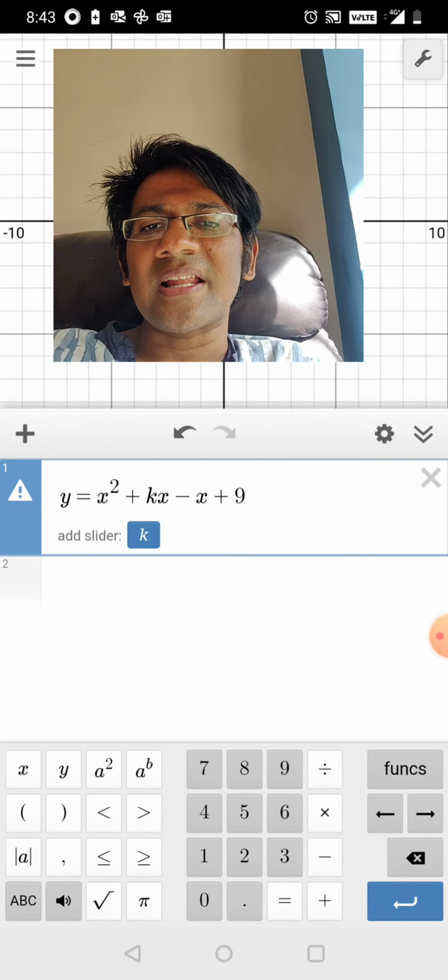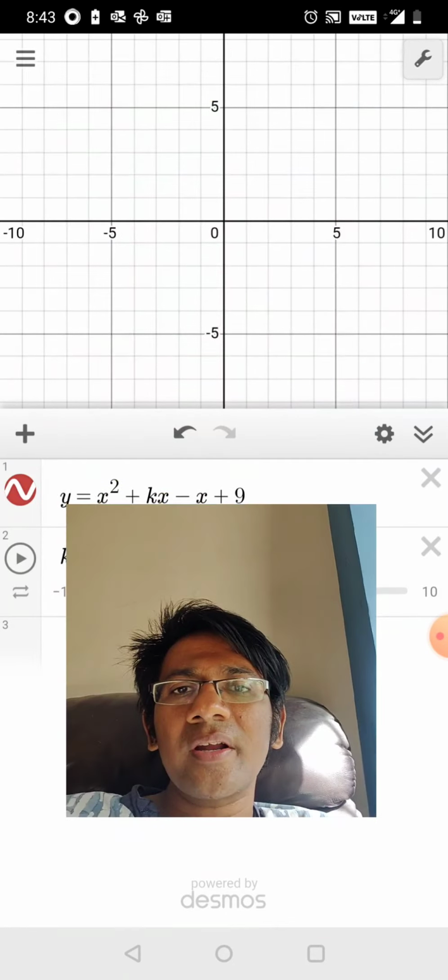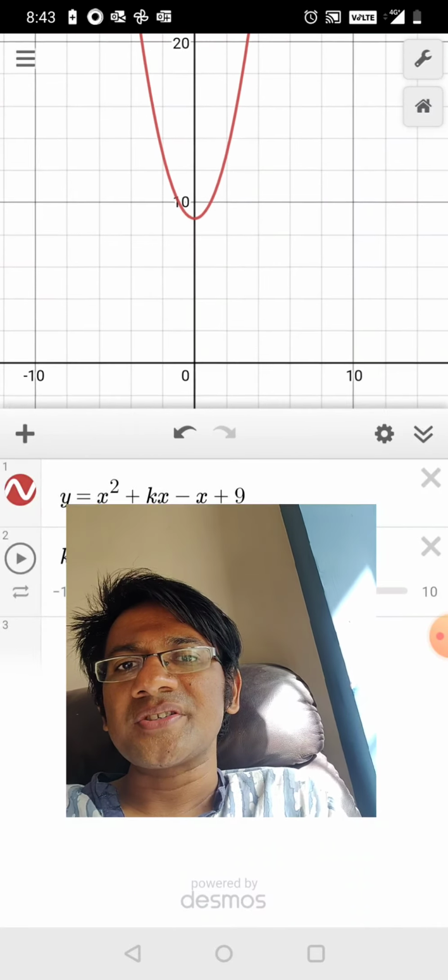So the moment I touch the slider for k is equal to 1, now k is equal to 1, therefore I got a curve here, got an equation here.